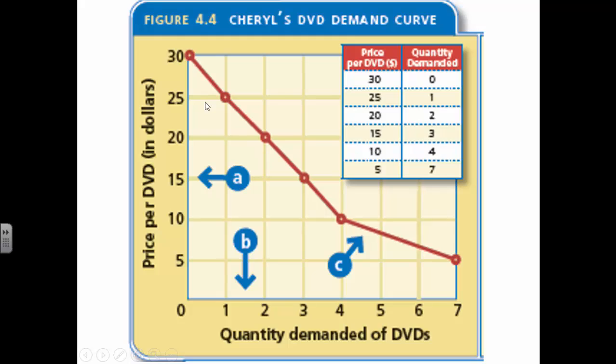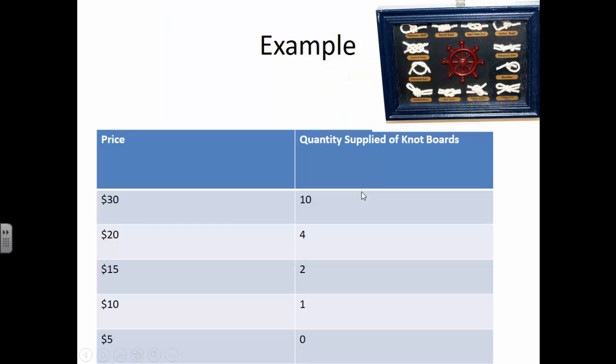First, a supply curve is not a demand curve. This is a demand curve, and it follows the law of demand. But this time, we're going to make a supply curve, which follows the law of supply. So here's my example with knot boards. At $5, I'm not making any knot boards for you. Sorry. At $10, you might convince me to make one. At $15, I'll make 2. At $20, I'll make 4. And at $30, I'll make 10. I'll quit my job and be a full-time knot board maker. So that's an example. The law of supply is price goes up, quantity supplied goes up, right?